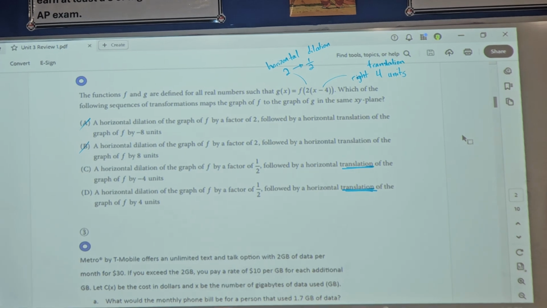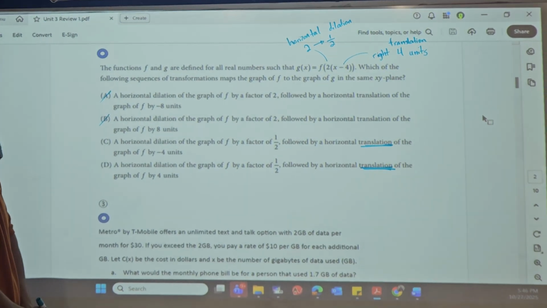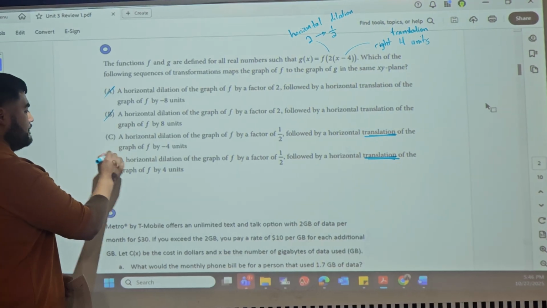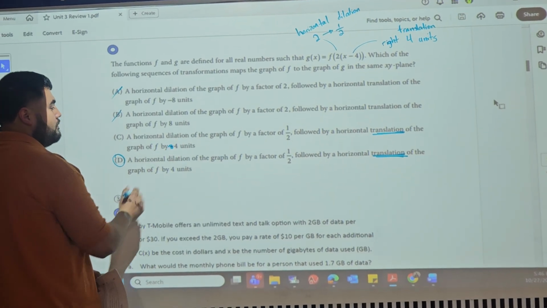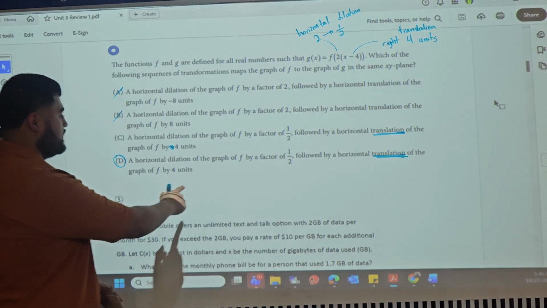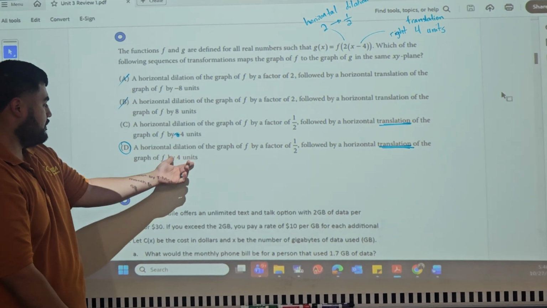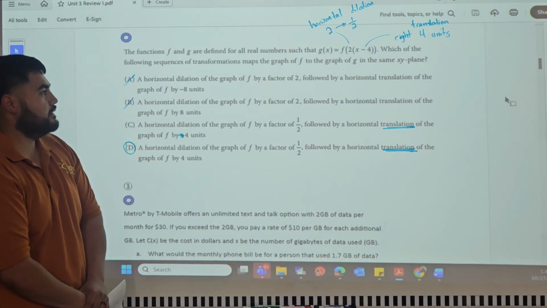And the answer now becomes, which one is it? The answer is going to be D, because you don't really focus on this minus or this negative symbol. Horizontal dilation by a scale factor of 1/2, and horizontal translation by 4 units. Yeah, there you go. There it is.